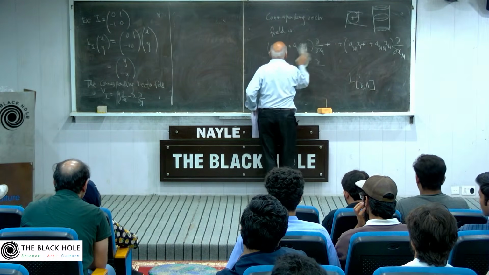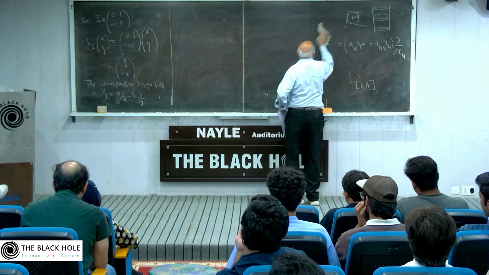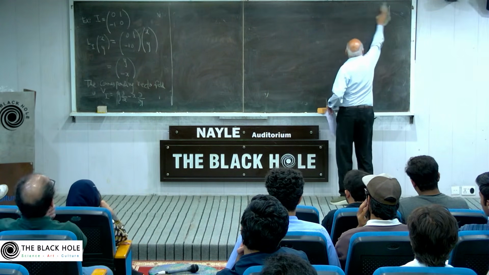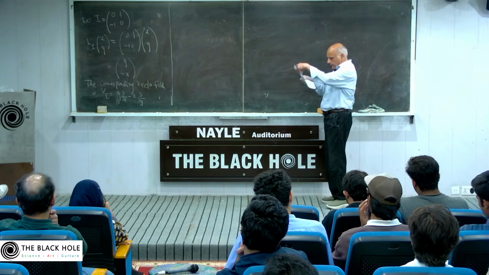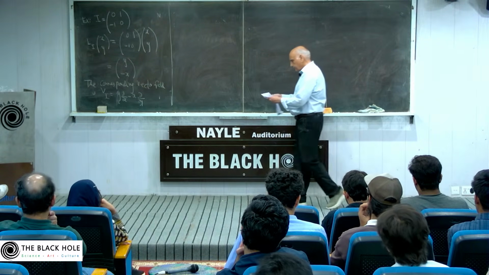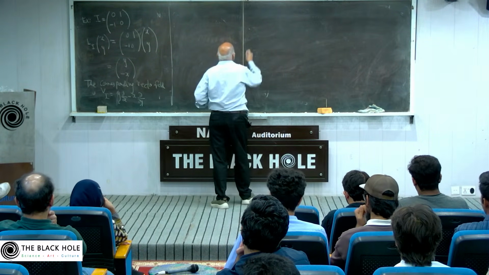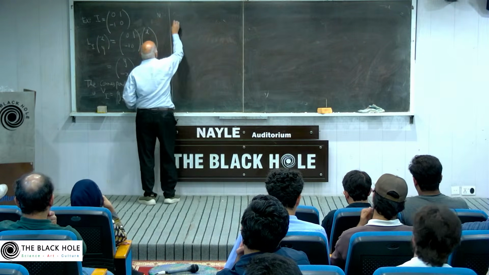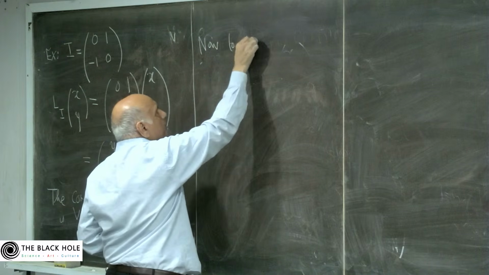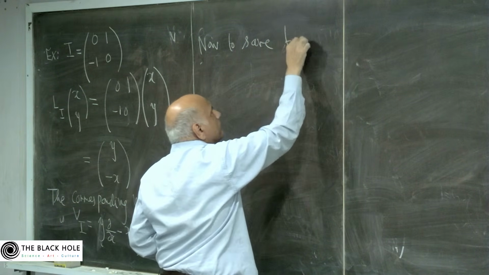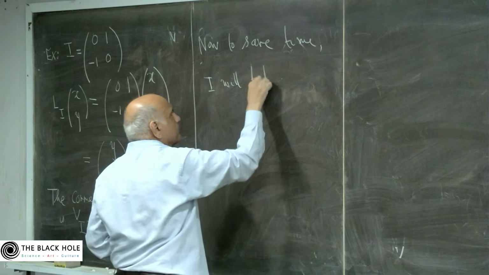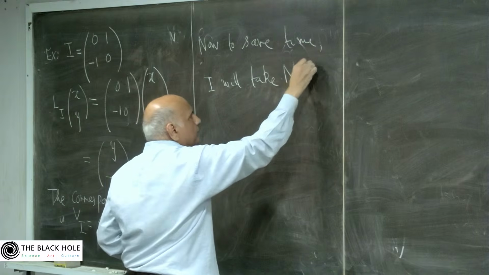From now on, to save time, I'll try to state things as generally as possible, but for example I will just take n equal to 2.